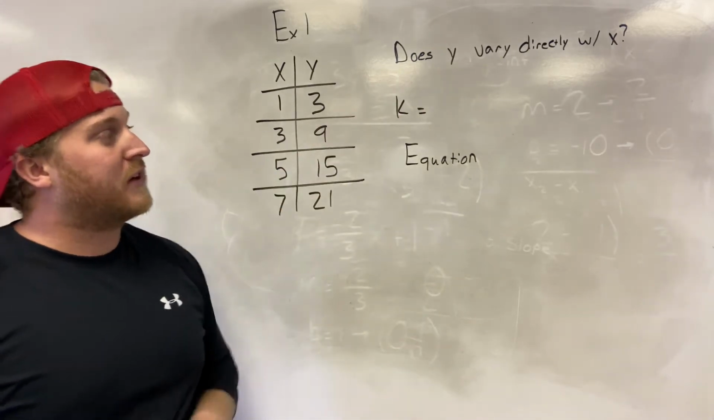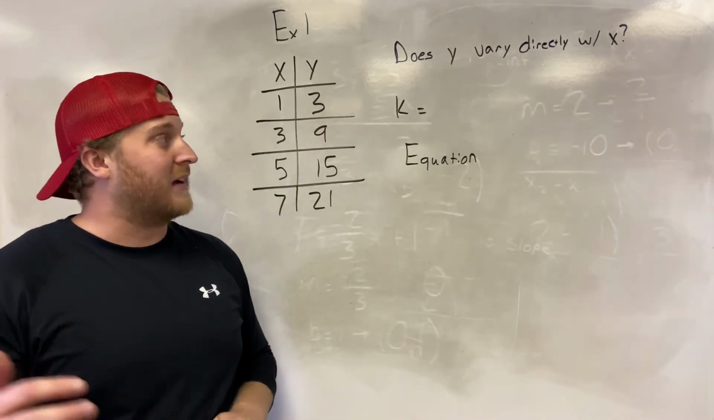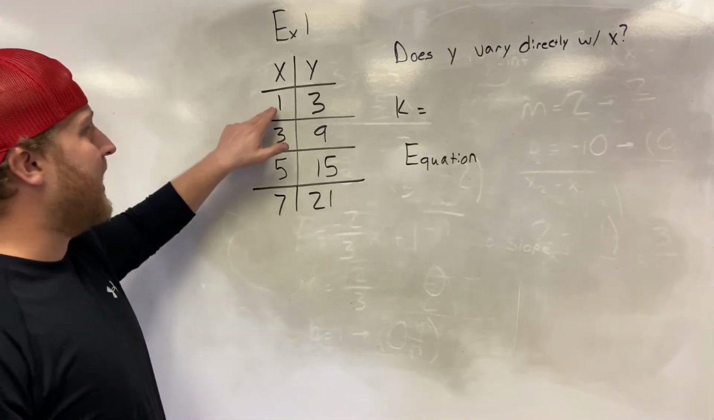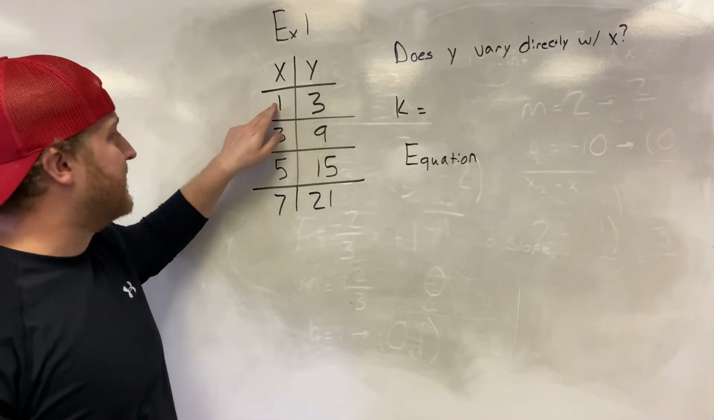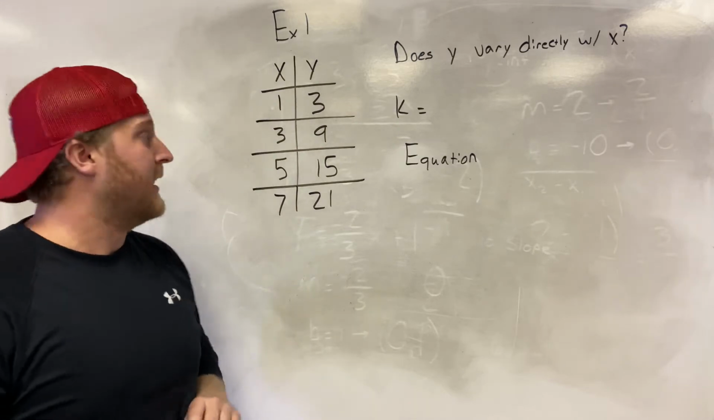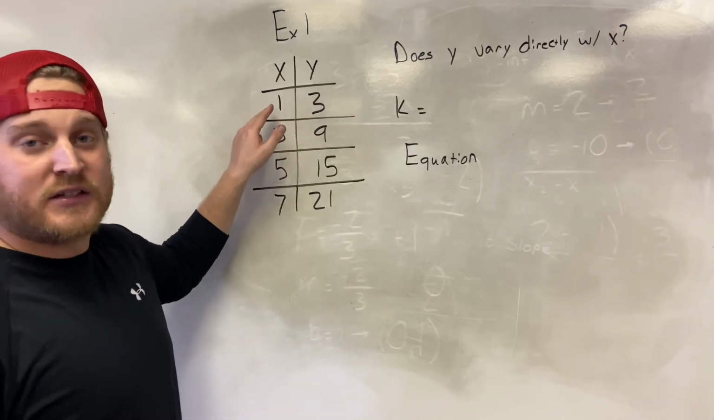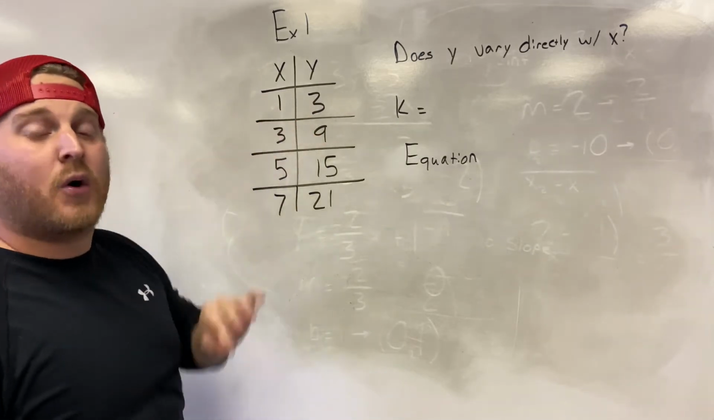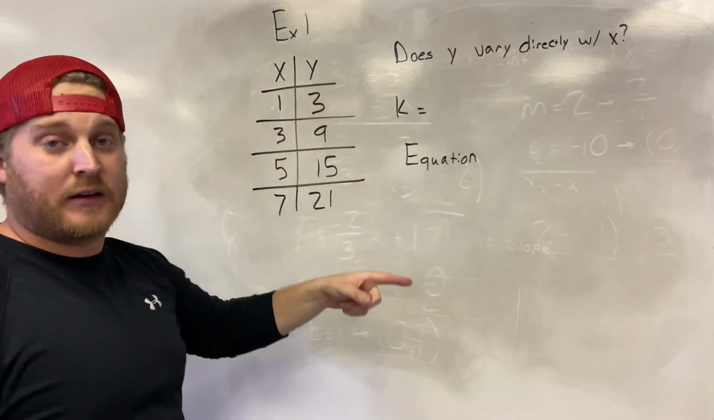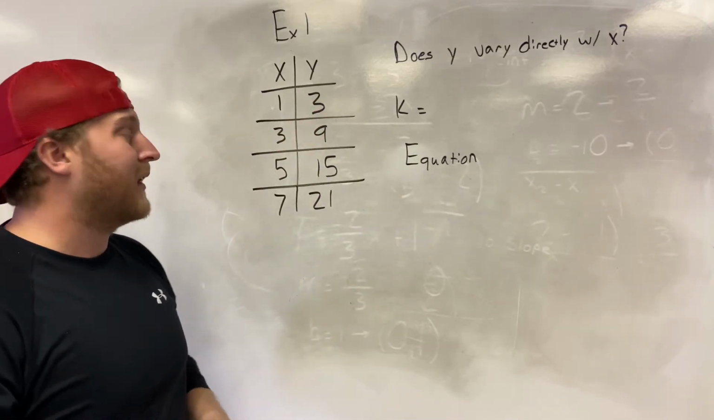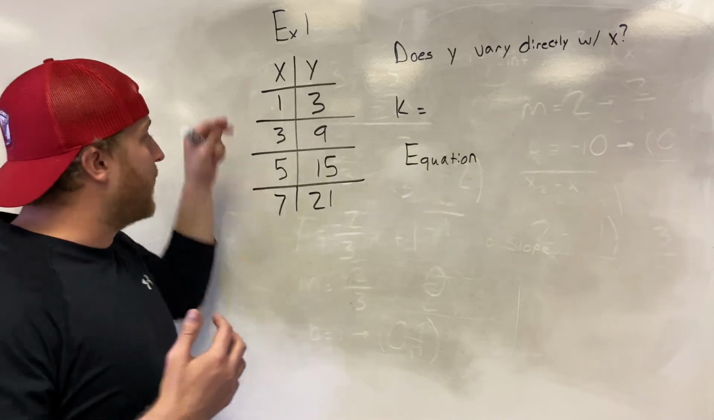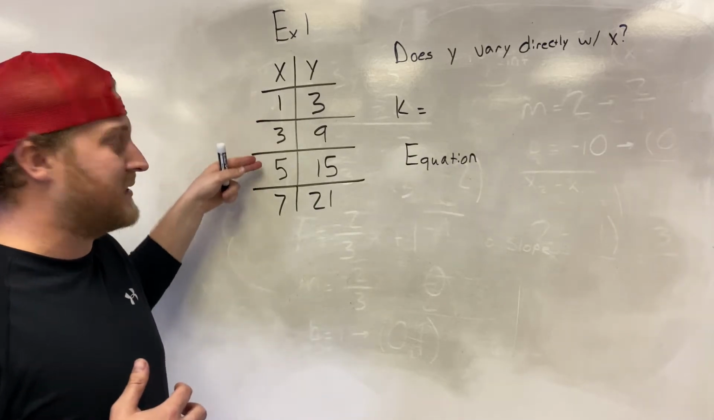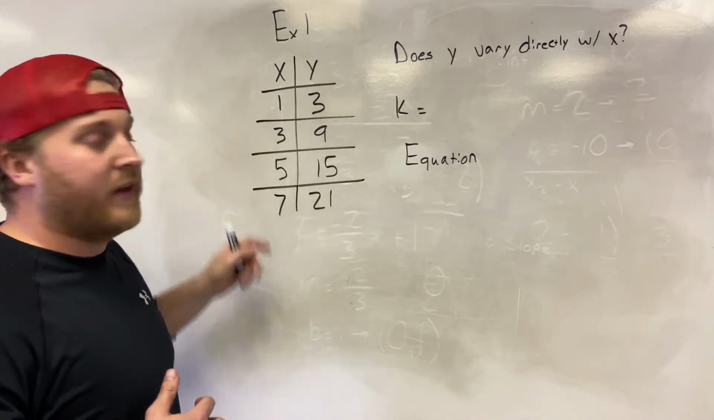So the way we figure out if y varies directly with x is: if I take this x coordinate, what is happening to this x to get to y? And if we look at this first one, 1 is being multiplied by 3 in order to get to 3. 1 times 3 equals 3. Now that we have figured out what the first point is, we have to see if that applies to every single point on this graph.